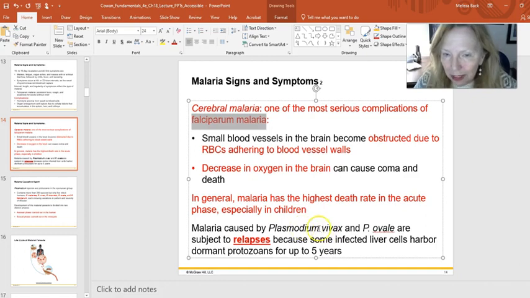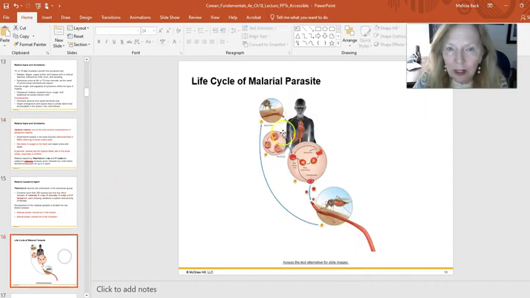Some of the other species, vivax and ovale, have a mortality rate associated with them, but it's lower. What they can do is stay in the body and cause relapsing problems because of infected liver cells and dormant protozoa that can last for even years. So let's just take a quick look at this. This life cycle includes two hosts. It includes the Anopheles mosquito and the human.